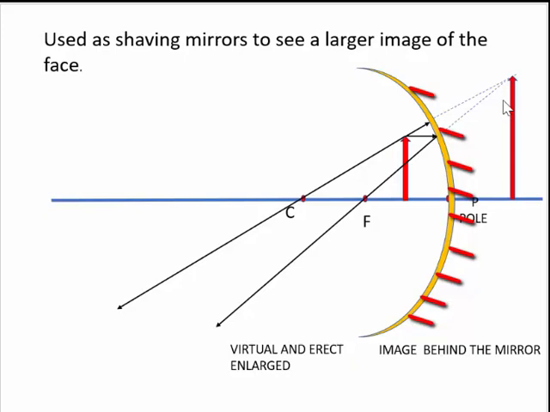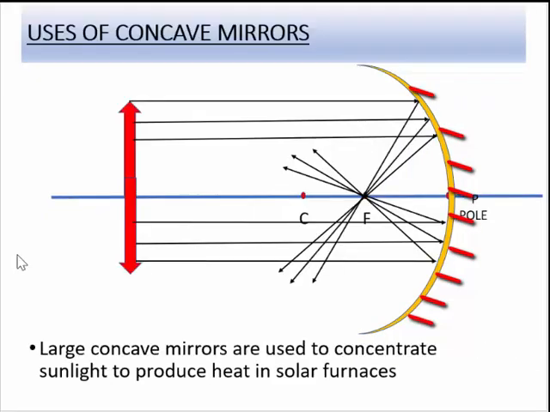While shaving, we would like to see the small hairs larger in size so as to trim them properly. That's why we always have to hold the mirror very close to our face. Another use is in solar furnaces.